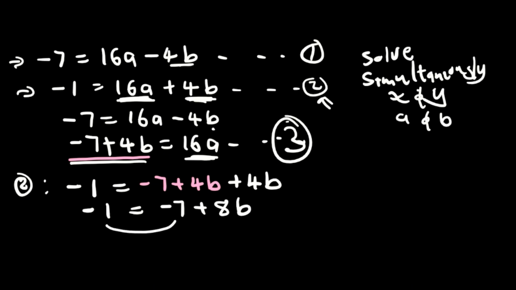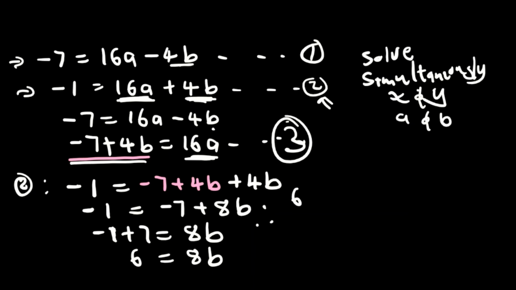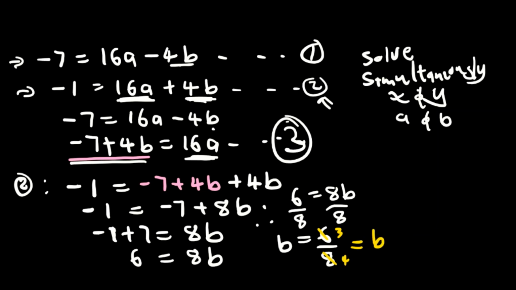Then you transpose the 7 to the other side. You're going to have -1 + 7 = 8b. So -1 + 7 is going to give you 6, which is equal to 8b. Therefore, 6 = 8b. Divide by 8 both sides. You're going to have b = 6/8. Then you know how many times does 2 go into 6? It goes 3 times. How many times does 2 go into 8? It goes 4 times. So therefore, your b = 3/4.